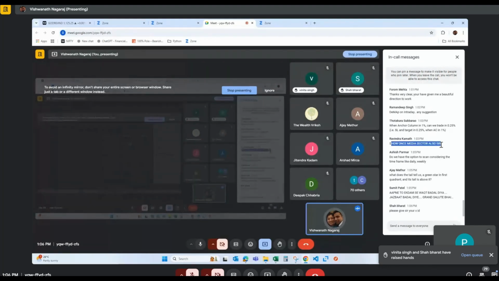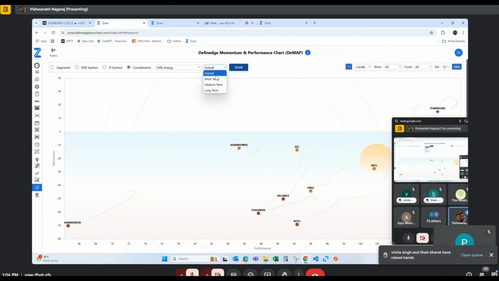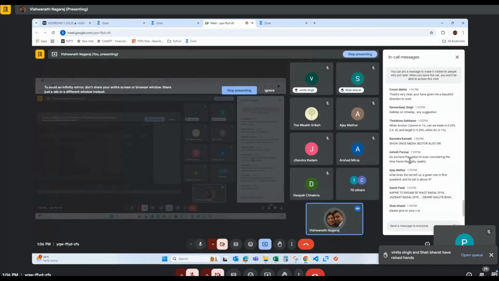Show the media sector once. I will show the media sector. Do we have an option to scan considering the time frame, like daily, weekly? No. They have overall, short term, long term, and medium term. But I think everybody I've spoken to at Definex said just stick to overall. It has a multi-time frame analysis to it, so I didn't really go deep into breaking my head about it.